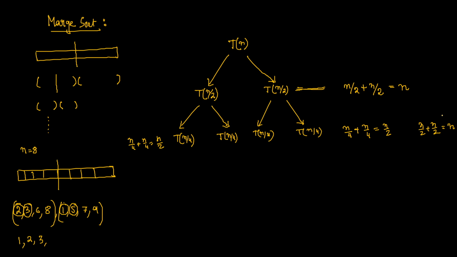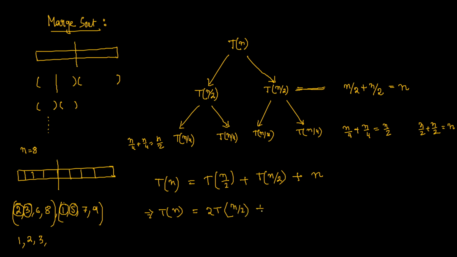So that means if we try to express Merge Sort using a recurrence relation, I can say that Merge Sort will be T of n equal to T of n by 2 plus T of n by 2 plus, for merging, n. So ultimately you can write T of n equals 2T of n by 2 plus n. This recurrence relation is very important. If you could not find the correct recurrence relation, you cannot analyze correctly. So this could be a recurrence relation for Merge Sort.